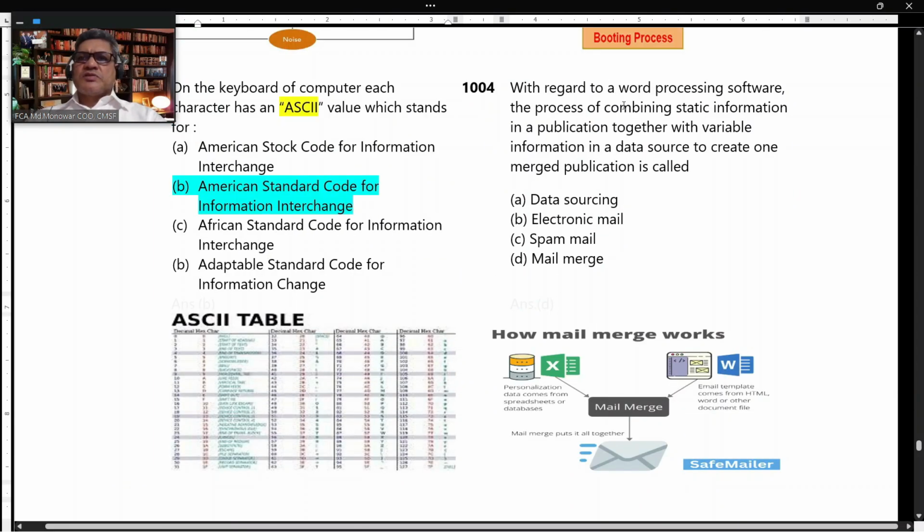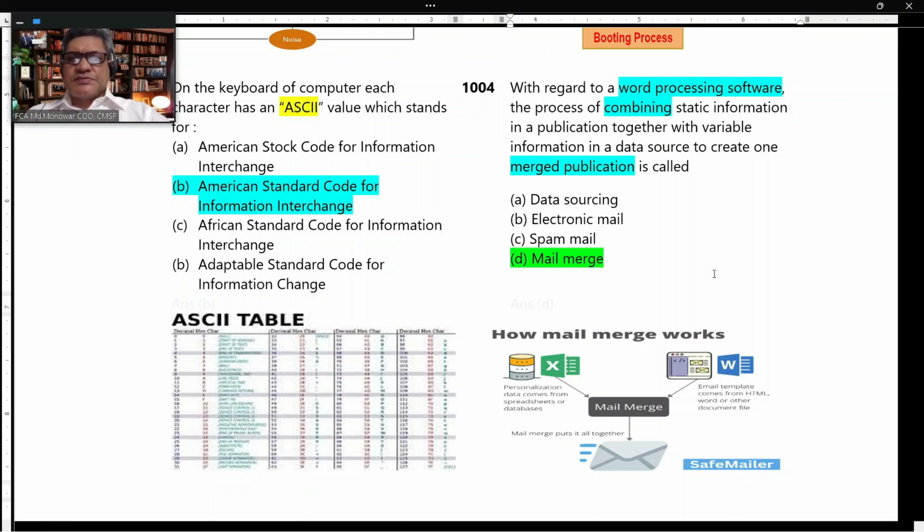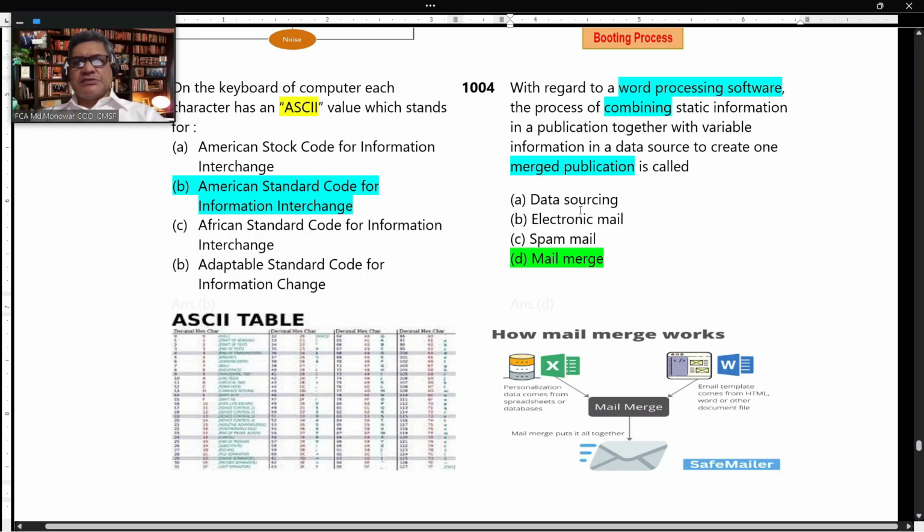With regard to word processing software, the process of combining static information in a publication together with variable information in a data source to create one merged publication is called mail merge. So here the answer is mail merge. Your answer is D, mail merge.